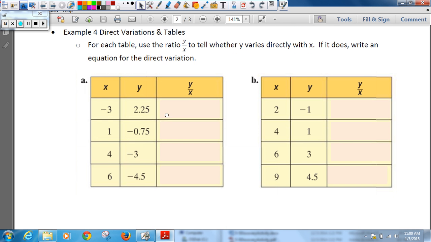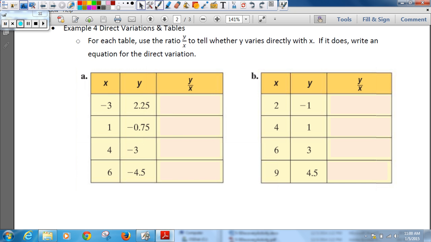Example 4 is direct variations dealing with tables. So it says for each table, use the ratio y over x to tell whether y varies directly with x. If it does, write an equation for the direct variation.